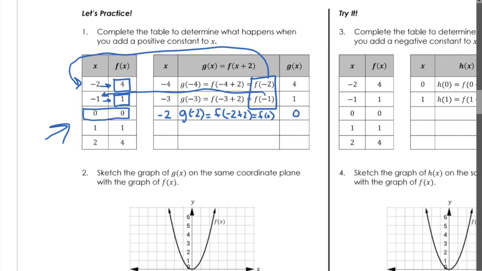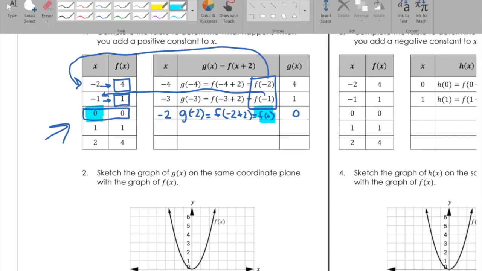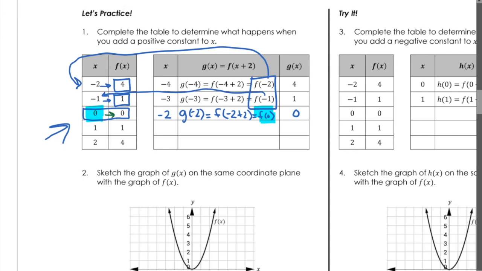Okay. Now, all you have to do is match. So I matched this one with this answer here, and I took whatever the box next to it is, and that box was 0. All right, let's do -1. So I do g of -1 equals f of -1 plus 2. Well, -1 plus 2 is f of 1. So where is f of 1? F of 1 is right here, and that answer is 1. So this answer is 1.